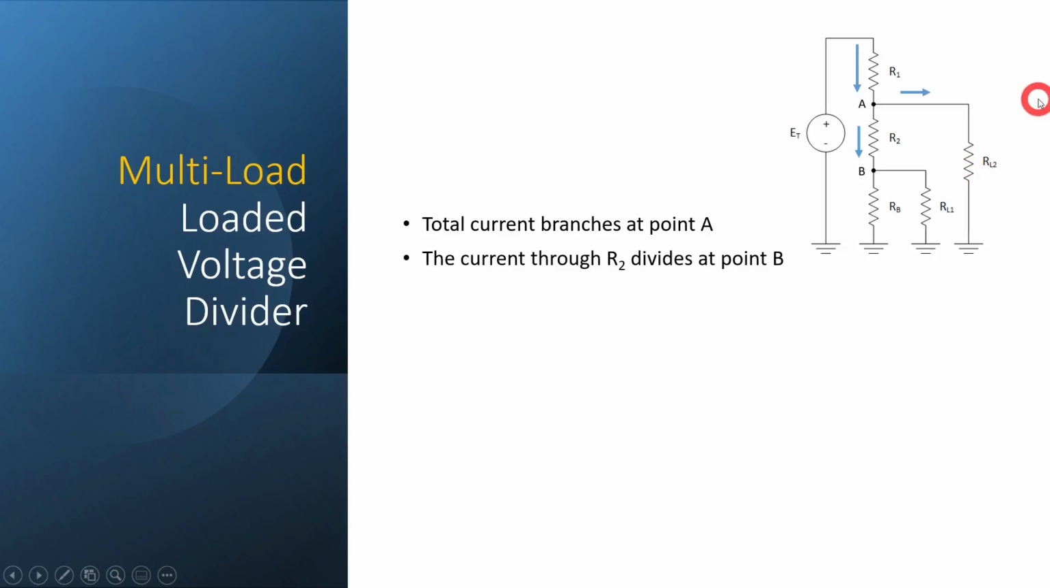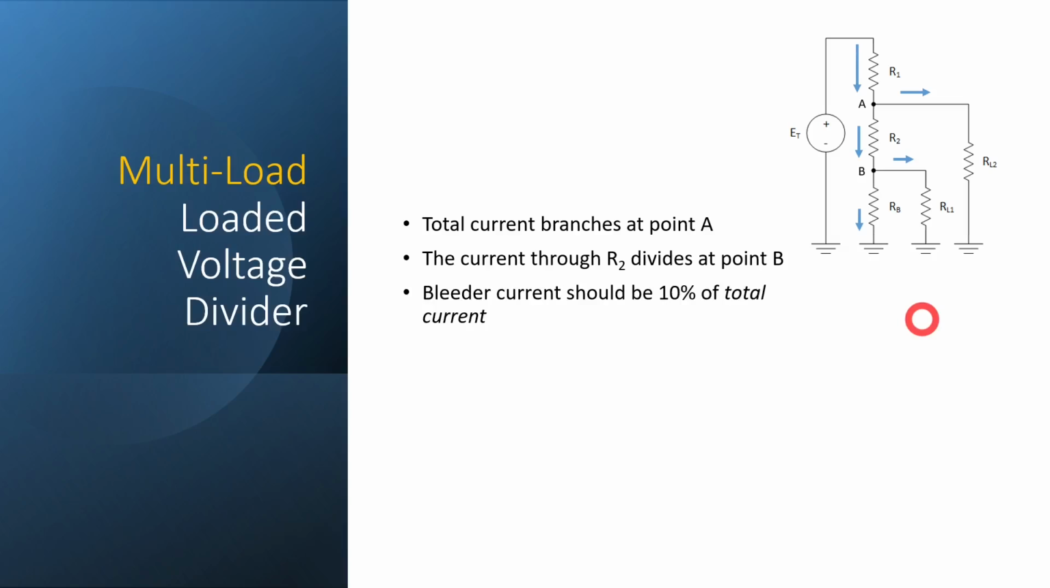Okay. Then we're going to have another branch at the end of R2 at point B, and so that current through R2 is going to go through this branch, and that current is going to equal the sum of those two currents. So some of it's going to branch off this way, and some of it's going to branch off that way to go to our first load.